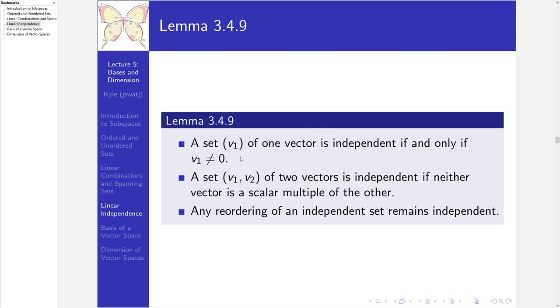And then we come across another standard lemma. A set with one vector v1 is independent if and only if that vector is non-zero. And then there's a statement about two vectors being independent. They're not scalar multiples, because if they were, then we could rewrite one as the other one, and then it's kind of redundant to have it. And then any reordering of an independent set remains independent. So we could write it any way that we want. We could write v2, v1. It doesn't matter.